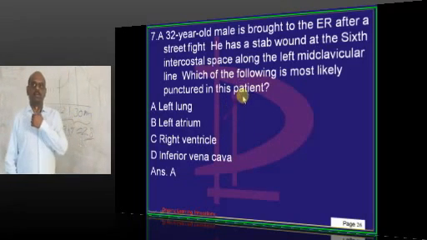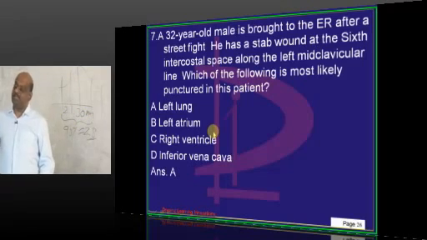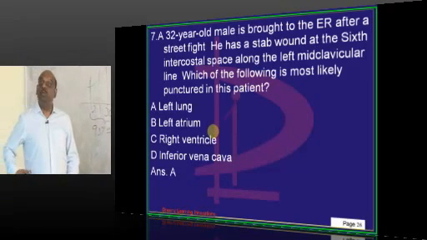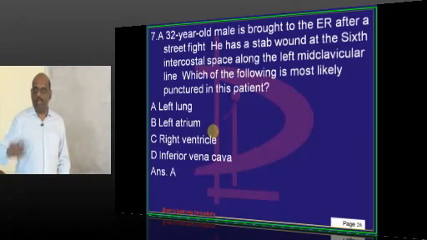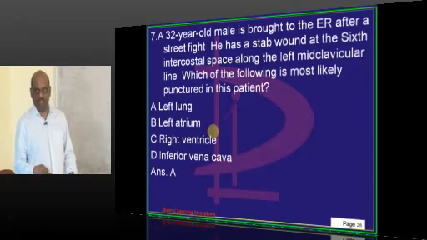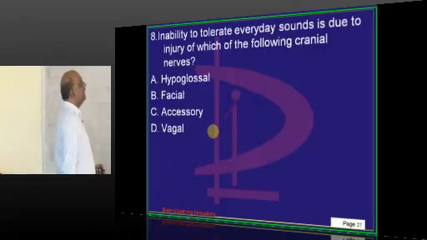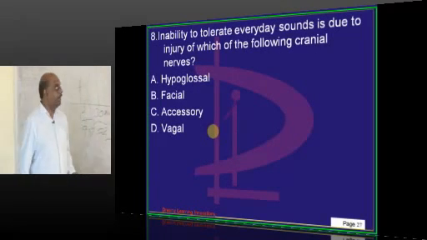Then typically if you look at the surface markings of the pleura and the lung, if it is the 6th intercostal space, left midclavicular line, it will affect the lung the stab will pass into. So that is the reason the left lung is the one which is affected.